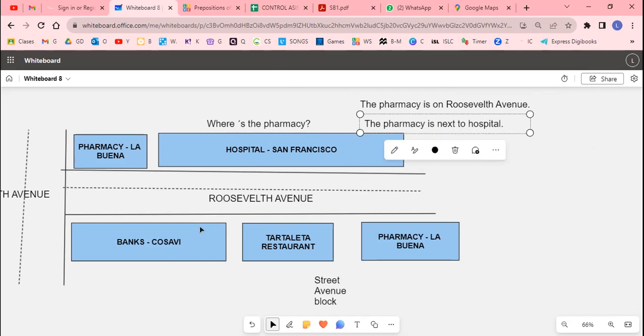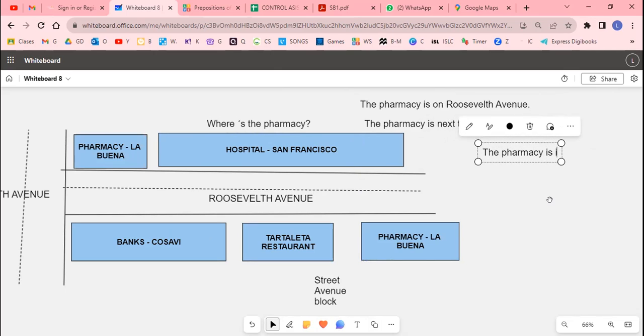Where's the pharmacy? ¿Qué otra cosa podemos decir que enfrente de Cosabi? ¿Cómo sería? Where's the pharmacy? ¿Enfrente de Cosabi in English? Ajá. Pharmacy is in front of Cosabi. Mm-hmm. Is in front of Cosabi.